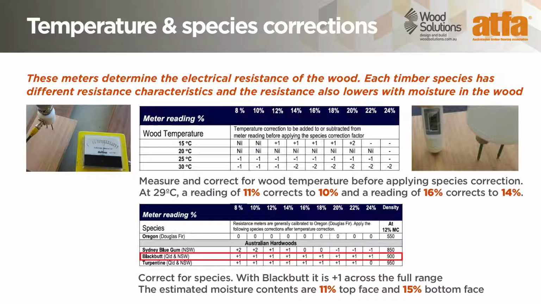At a wood temperature of 29 degrees Celsius, a reading of 11% in the top of the board corrects for temperature to 10%, and a reading of 16% in the bottom of the board corrects for temperature to 14%. Now we correct for species from the second table. Blackbutt is a +1 species correction across the full range. The estimated moisture contents are therefore 10% plus 1% equals 11% for the top face, and 14% plus 1% equals 15% for the bottom face.